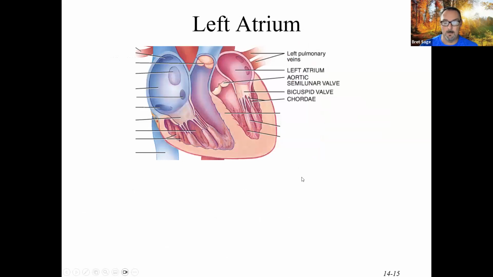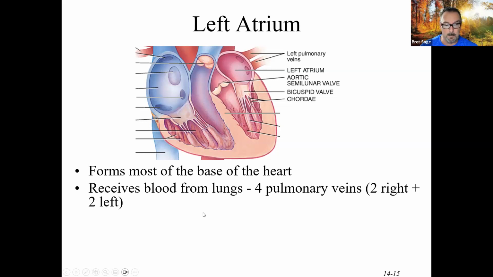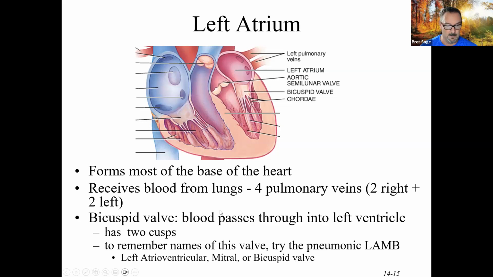Now we're at the left atrium. This is going to be receiving oxygenated blood from the lungs. It forms most of the base of the heart, receives blood from the lungs via 4 pulmonary veins, 2 right and 2 left. You can see the 2 entrances here, but the other 2 are hidden.